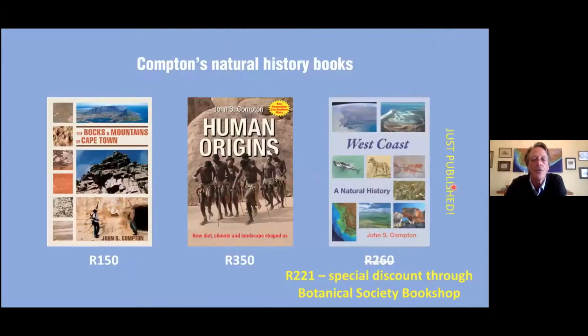And then in closing, I just wanted to mention that I've written 3 books now on various aspects of natural history. The first one that came out was The Rocks and Mountains of Cape Town, which talks about the local geology and environment of the Cape Town area. The second book is Human Origins: How Diet, Climate, and Landscape Shaped Us, and that's available as well. It emphasizes the impact of many of the changes I've talked about in terms of sea level on human evolution in Southern Africa.